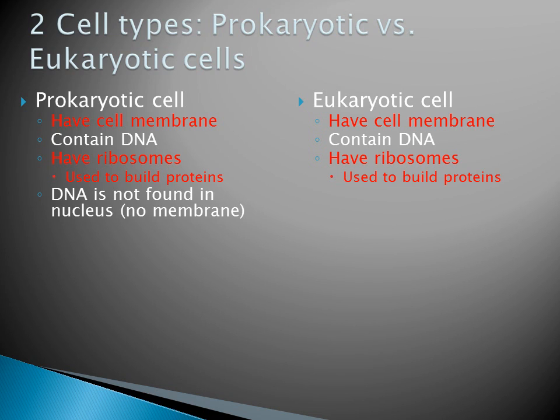DNA is not found in a nucleus in a prokaryotic cell. The term prokaryote means before nucleus. A prokaryotic cell evolved before there was a nucleus, and all a nucleus is a membrane surrounding the DNA. The term eukaryotic means true nucleus. These actually have DNA enclosed in a membrane. So eukaryotic cells evolved after the prokaryotic cells and have increased complexity.